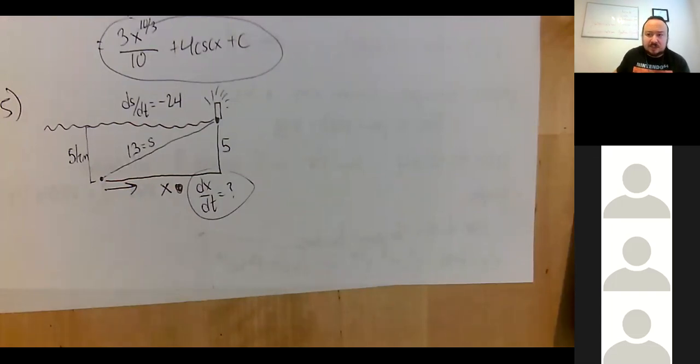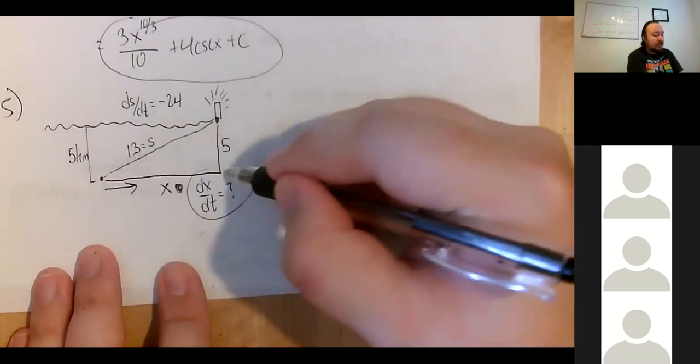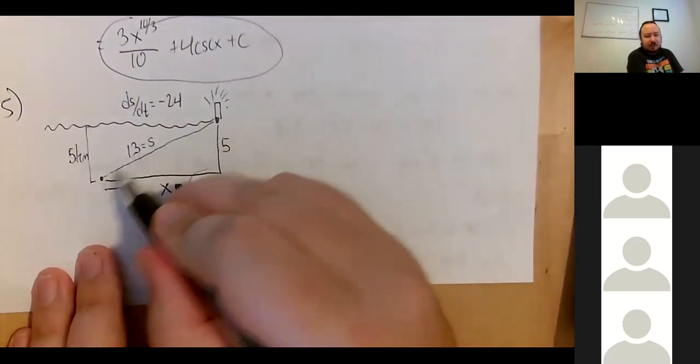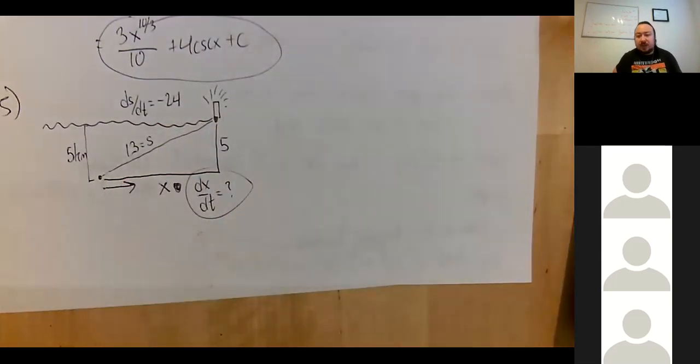Let's apply my suggestion from the last problem. We want to have an equation that includes both what we know and what we want to know. So we know the length of this. We want to know something about the rate of change of this, and we know something about this length. So we want to know something about the 3 sides of a right triangle. That means we should use the Pythagorean theorem for this problem.